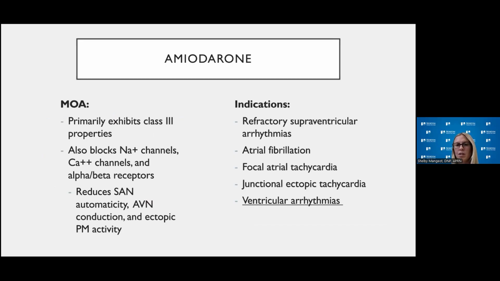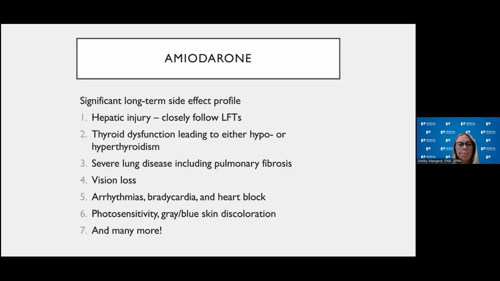So refractory supraventricular arrhythmias, atrial arrhythmias, junctional ectopic tachycardias, and then ventricular arrhythmias especially. But the problem with amiodarone is the significant long-term side effect profile. So you have to be very selective in which patients you choose to put on amiodarone. It can cause hepatic injury. It can cause thyroid dysfunction. So you have to closely monitor liver and thyroid function tests.